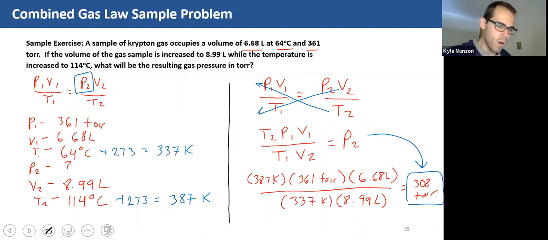And notice all the units canceled here. Kelvin canceled with Kelvin, liters with liters. I was left with the units of pressure, which is torr. So I know that I did this problem correctly. Okay, so that's an example of using the combined gas law. Do I have one more example?